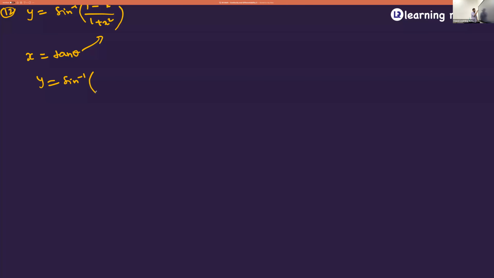Let's do the 12th one. What is the question? See, basically, wherever you see 1 minus x square by 1 plus x square, by default, what will you substitute? You will put x is equal to tan theta. By substituting, you get y is equal to sine inverse of cos 2 theta. But sine inverse and cos don't get cancelled, right? Like f inverse of f of x. So here you write it as sine inverse of sine of pi by 2 minus 2 theta.